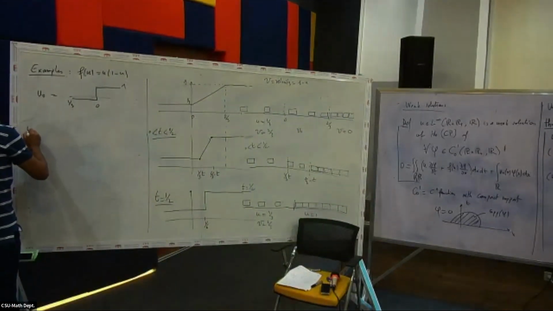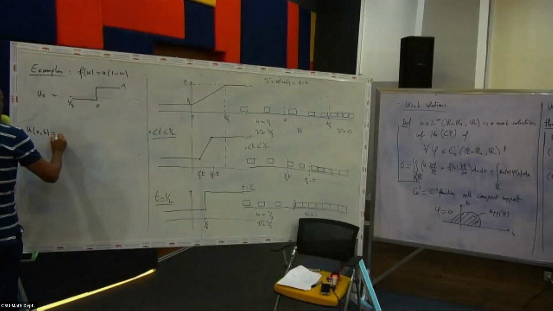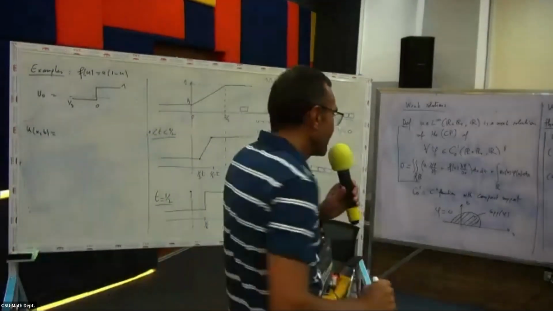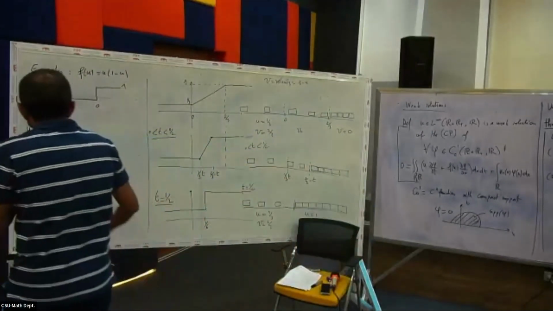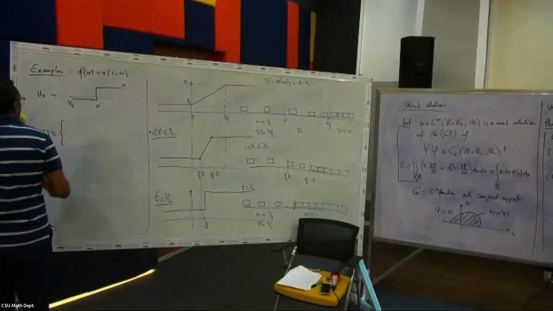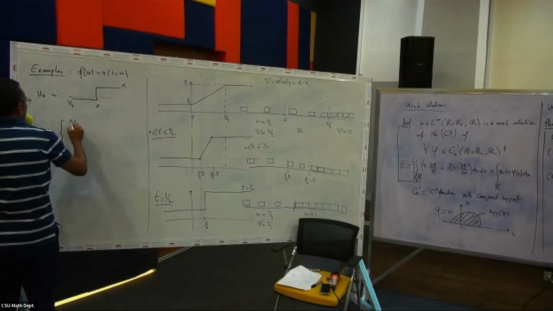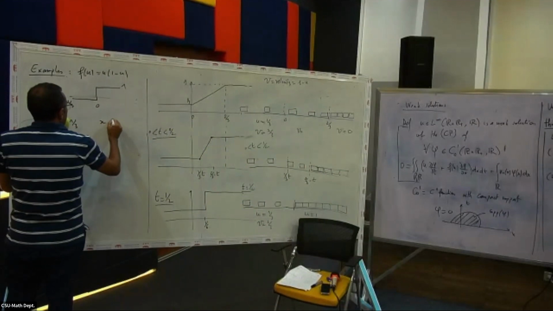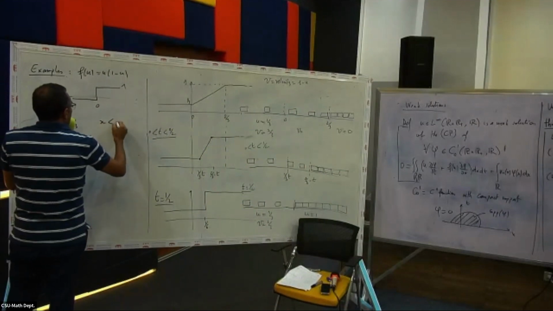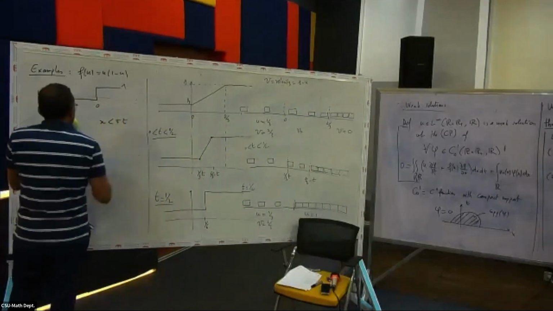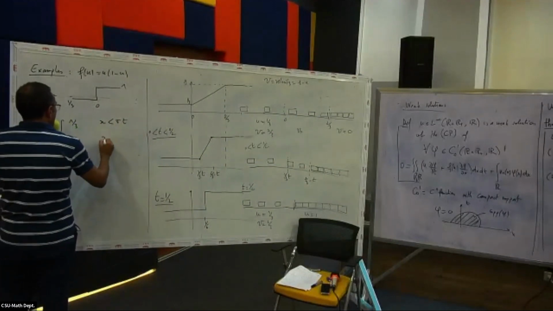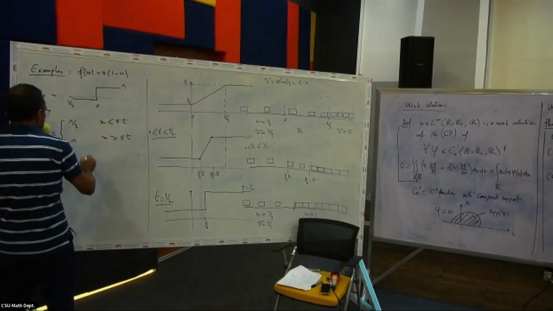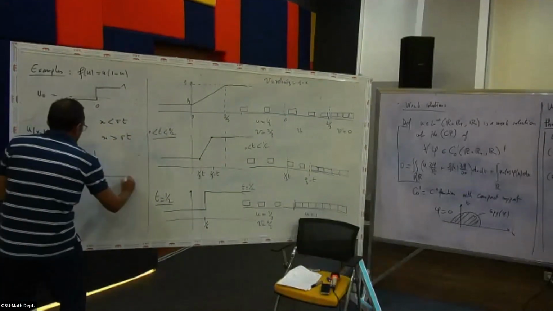And I will show you that the solution we have seen, maybe with the water, is a weak solution and satisfies this. So the solution is 1/3 if x is less than sigma t, and 1 otherwise. So we have this function, and the discontinuity is something like this.